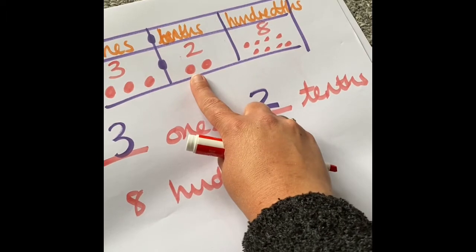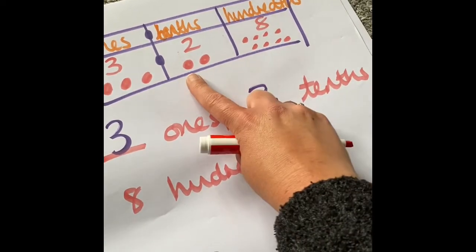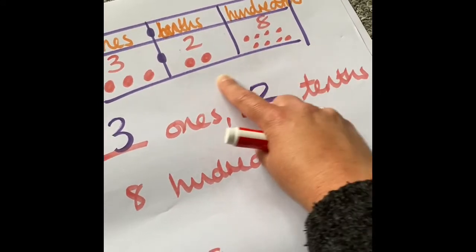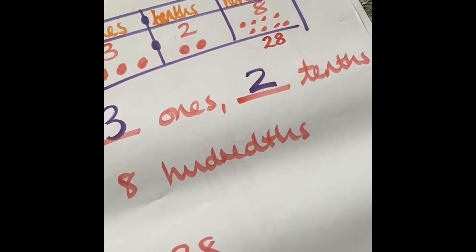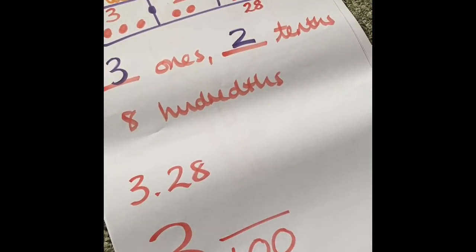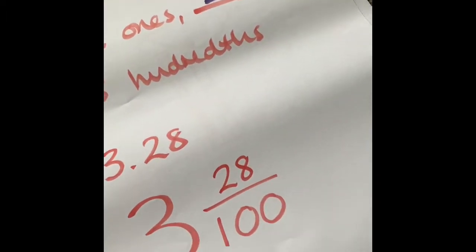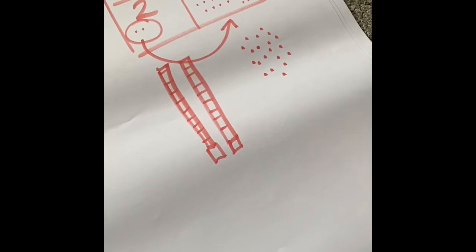I have 2 tenths and 8 hundredths, or if I converted these over here, it works exactly the same. I would then have 28 hundredths, which means down here I would have 3 whole and 28 hundredths. So let's do another one together, see if we can identify how we break these down, and then we'll break them down a little bit further.